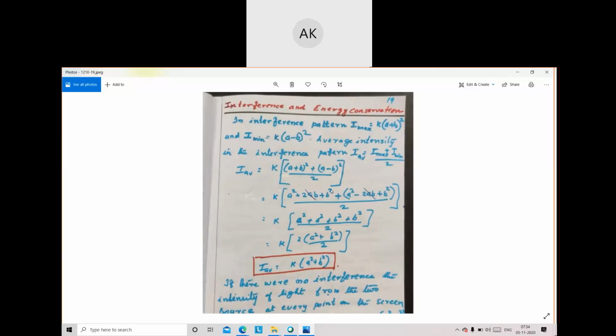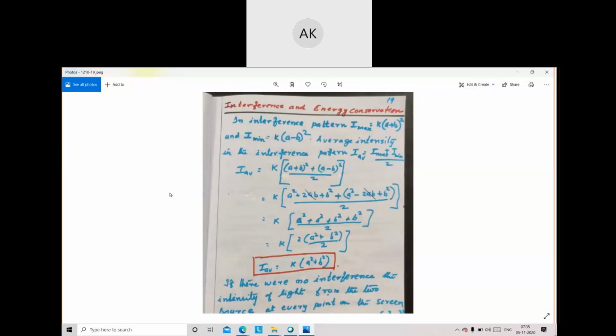Next, interference and energy conservation. So in interference, what have we seen? Redistribution of light energy. Some parts appear very bright, some parts appear dark. The same, if you keep a paper, on the paper we are seeing all these phenomena. One part appears bright, another part appears dark. So that phenomenon happens. That means energy is actually redistributed.